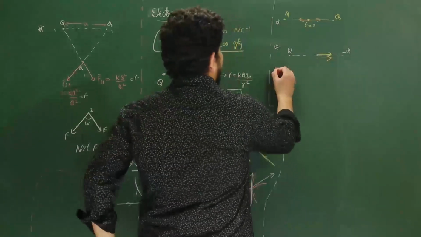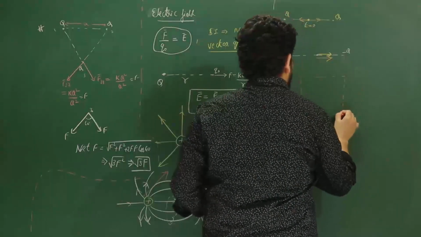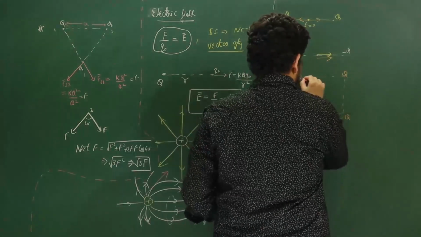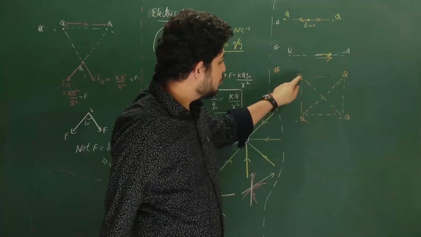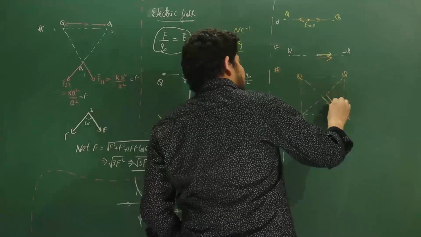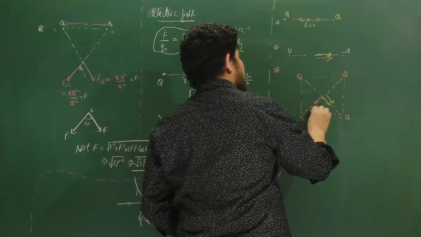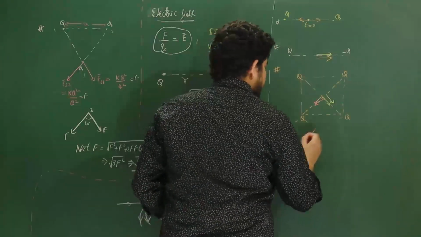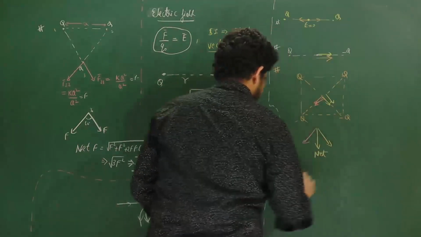We should learn this. Again, this is Q, minus Q and minus Q. The electric field due to this plus Q will be in this direction, and due to this minus Q again in this direction. The electric field due to this charge will be in this direction, and again this minus charge will be in this direction. The net electric field will be in a downward direction. This is the net electric field.